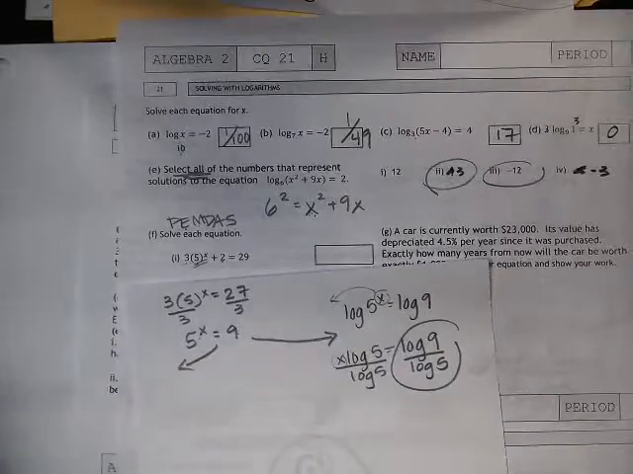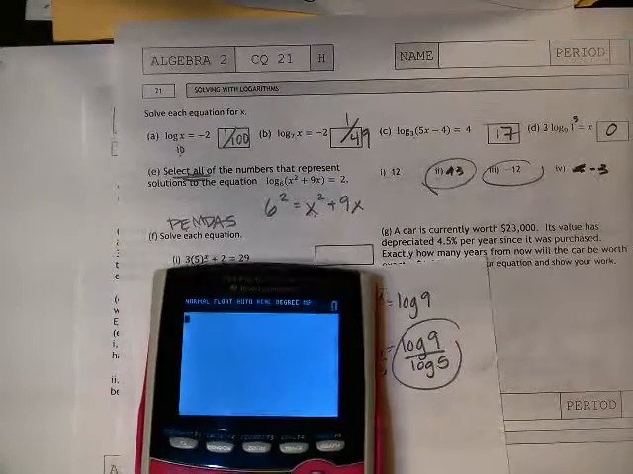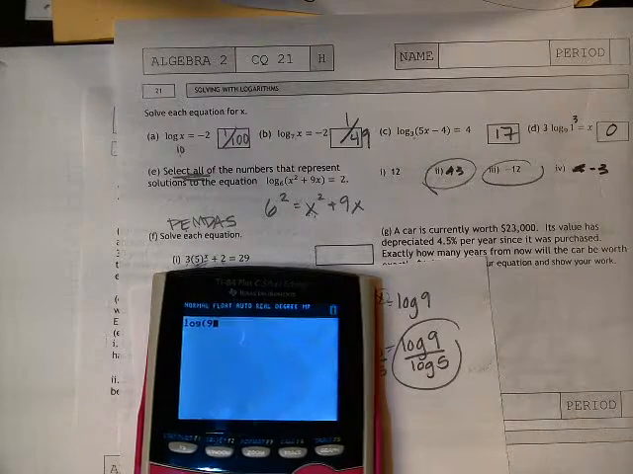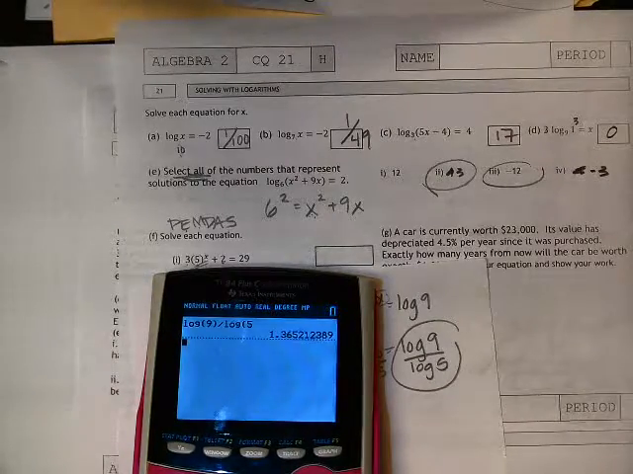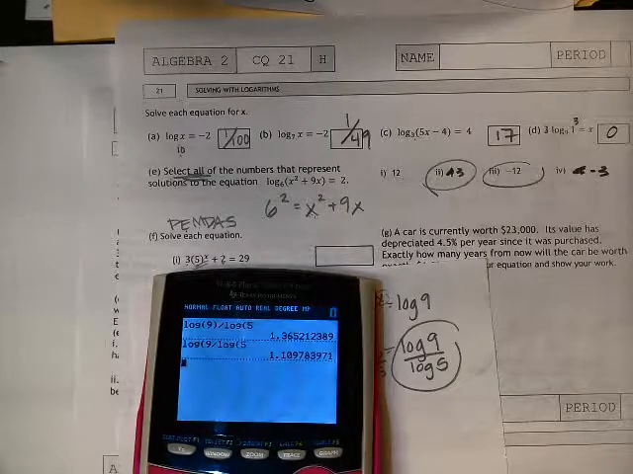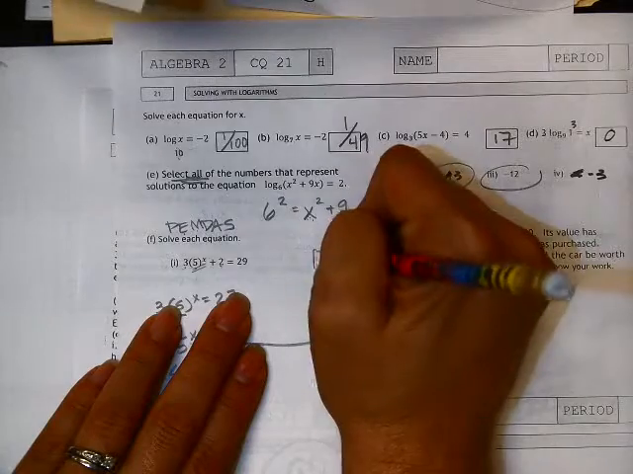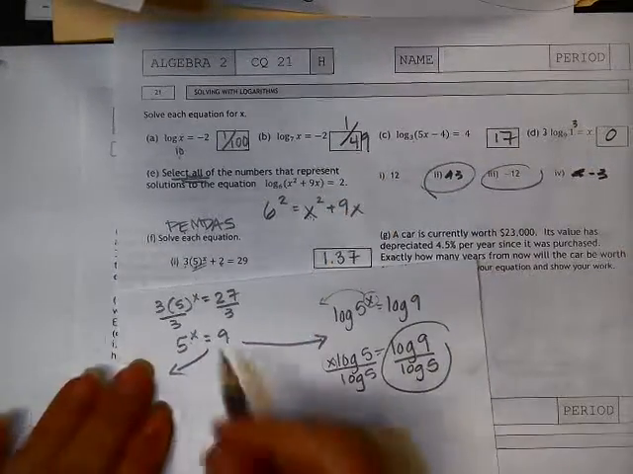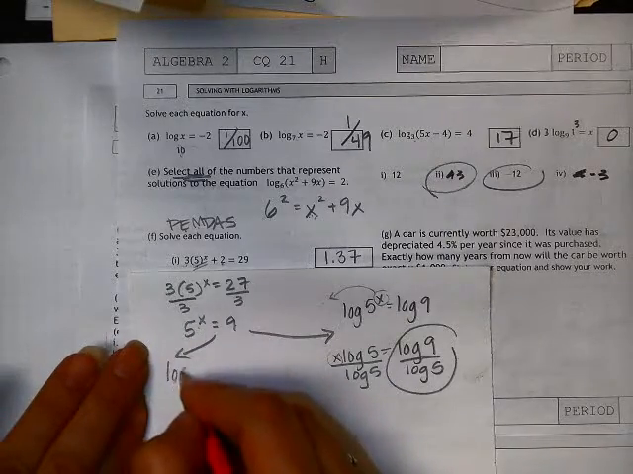You're going to plug that into your calculator carefully. When you plug that in, log of 9, you do need to end or close that parentheses before you do log of 5. Otherwise, you would get log of 9 divided by log of 5 and totally not the same answer. So we would get 1.37 as our answer.